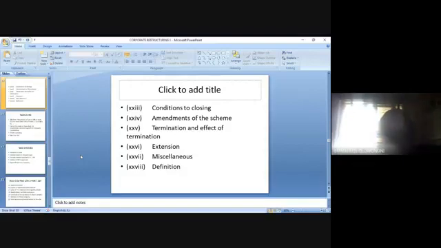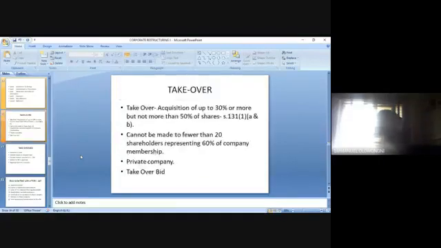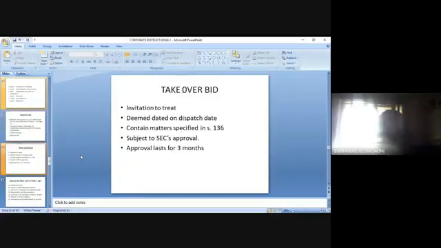A takeover, on the other hand, number two now, is an acquisition of 30% or more, but not more than 50% of the shares of a company. Note that it cannot be made to fewer than 20 shareholders representing 60% of the company membership. And a takeover bid is an invitation to trade, deemed dated on the dispatch date, and contains matters specifically mentioned under the Investment and Securities Act, Section 136, and subject to SEC approval. Approval lasts for 3 months.